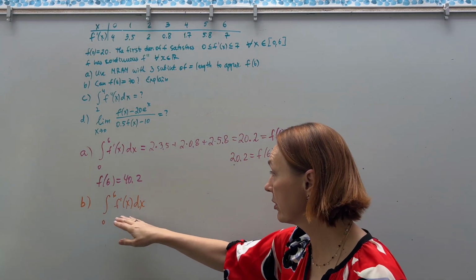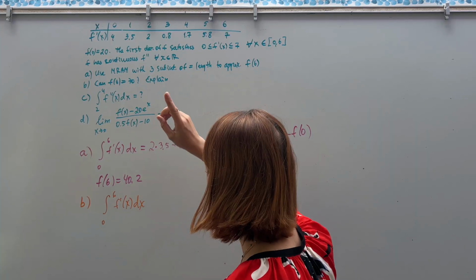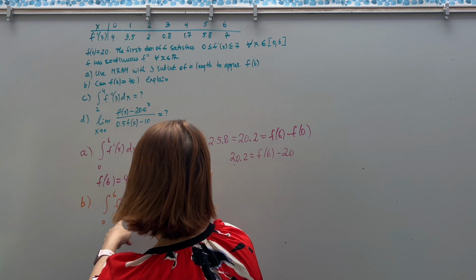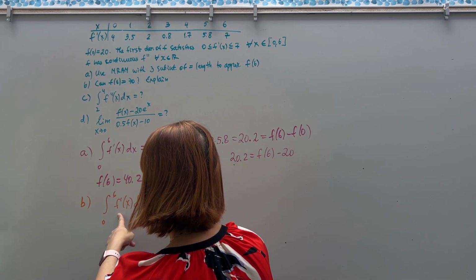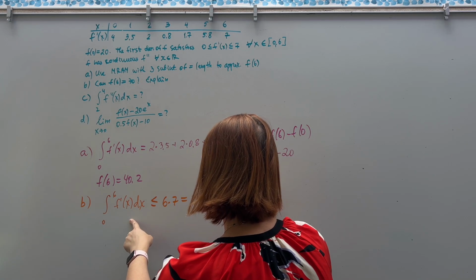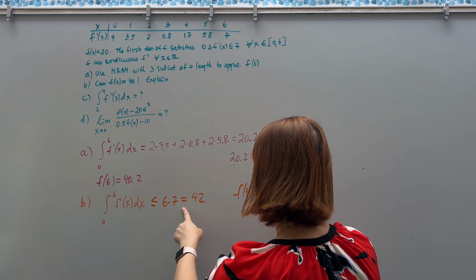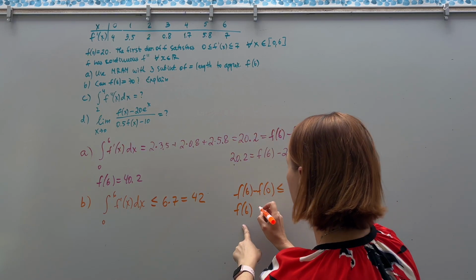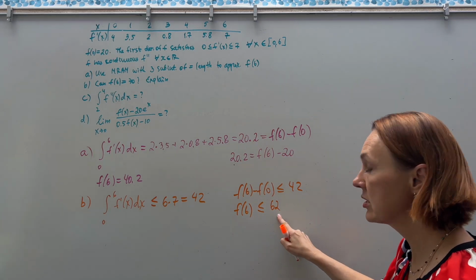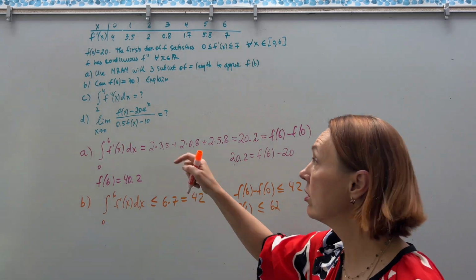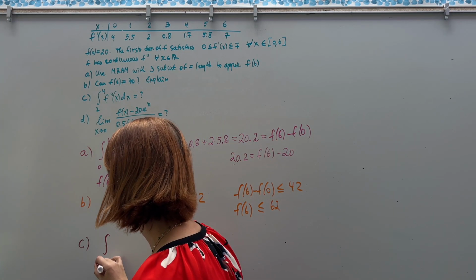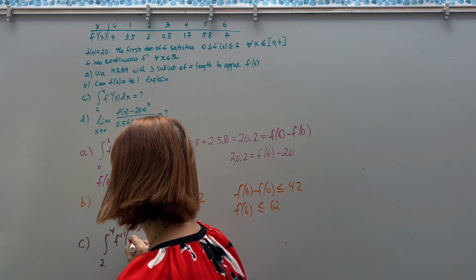For part B, we're again looking at our integral of f prime of x dx. We know that f prime of x is going to be less than 7. So this is going to be less than or equal to 6 times 7, which is 42. Our integral is f of 6 minus f of 0, which is less than or equal to 42. That tells us that f of 6 has to be less than or equal to 42 plus f of 0, which is 20. F of 6 has to be less than 62, which tells us no, f of 6 cannot be equal to 70.